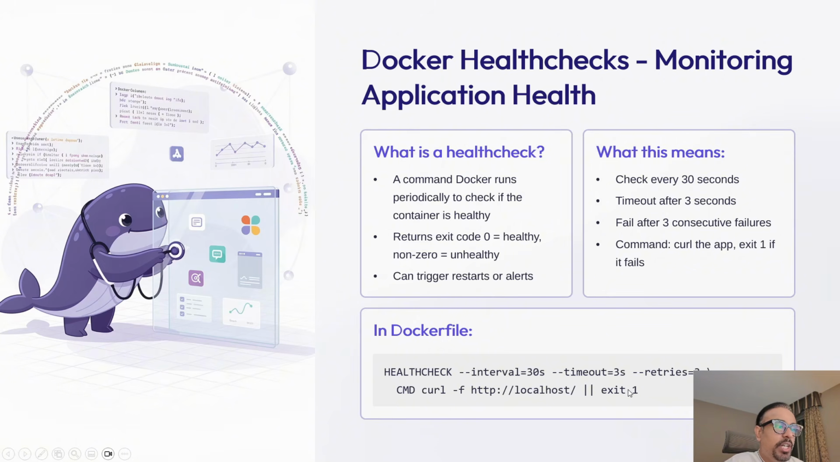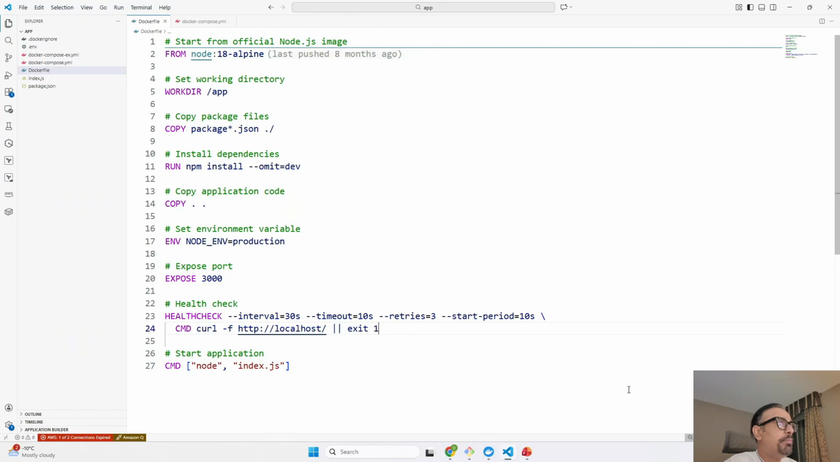So the key is choosing a check that actually verifies the functionality of your application, not just that the process is up and running. Health checks give you visibility into your real application health, not just container status. They are the difference between knowing a container is running and knowing it's actually serving the user request. So how you define that in a Dockerfile, let me show you over here.